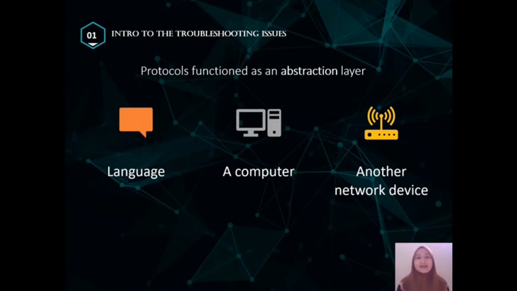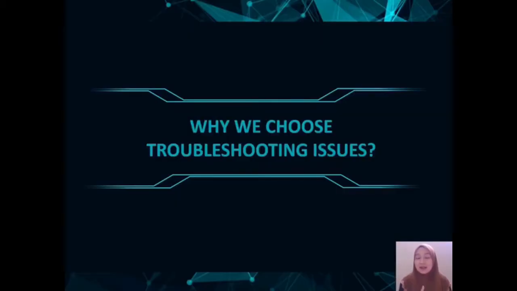Protocol functions as an abstraction layer between internet applications and the routing or switching fabric. First, it is the language a computer uses to speak to another network device, which defines the methods or rules of communication. Secondly, it allows a computer to talk to another computer via the internet. And the important thing in TCP/IP is that network devices can help each other to communicate via the internet.